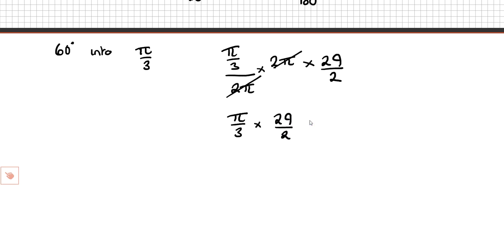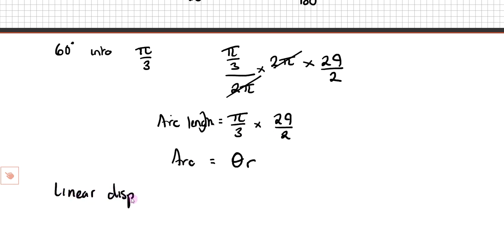Now, have you noticed what we've now got at that stage? That is a potential new formula, because what is pi over 3 in this question? The angle, isn't it? Theta. And what is 29 divided by 2? The radius. Okay? So there's our new formula. Just theta times radius, which is lovely, isn't it?